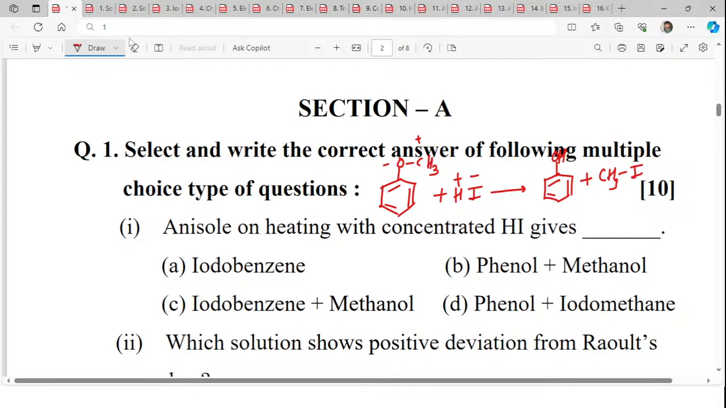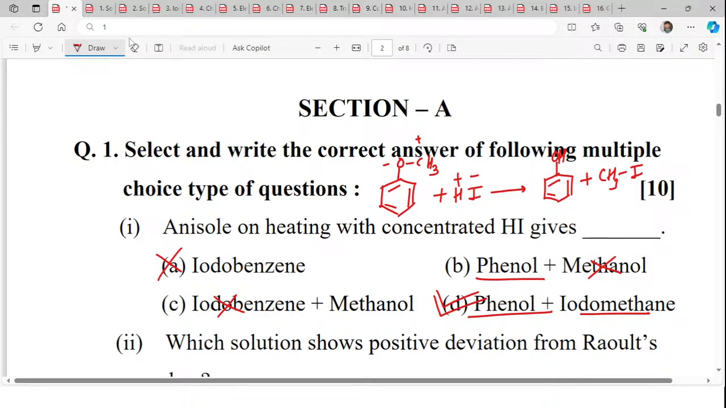So what is the product? Phenol plus methyl iodide. This option is ruled out: iodobenzene is not formed. Phenol is formed but methanol is not formed. This is not iodobenzene; this is phenol plus iodomethane. So option number 4 is correct.